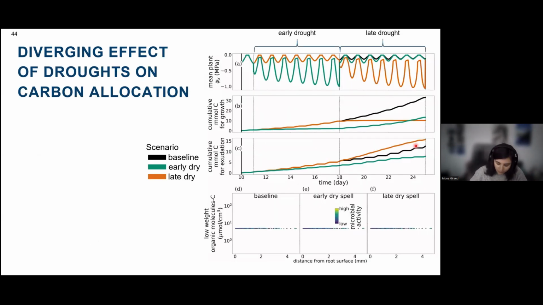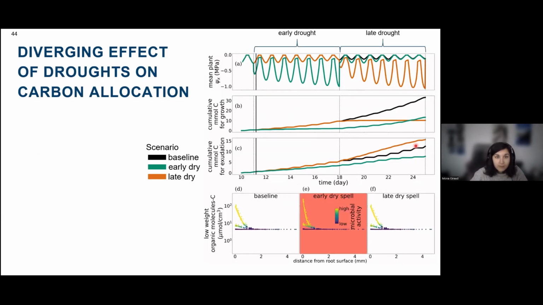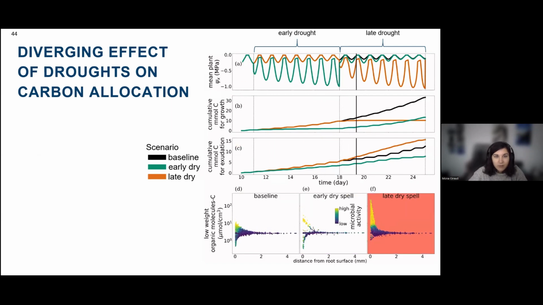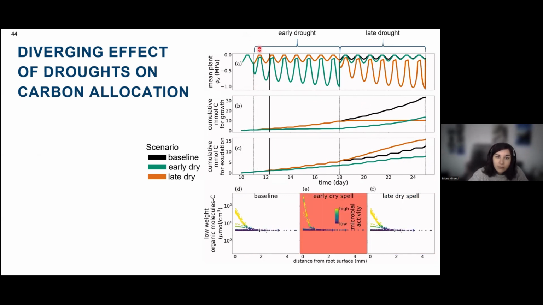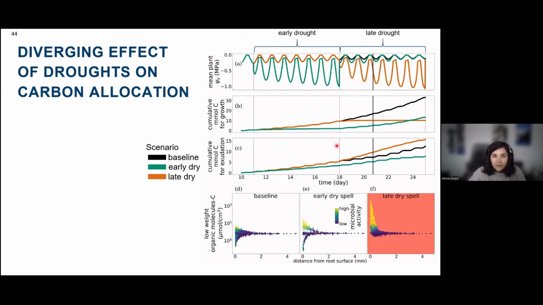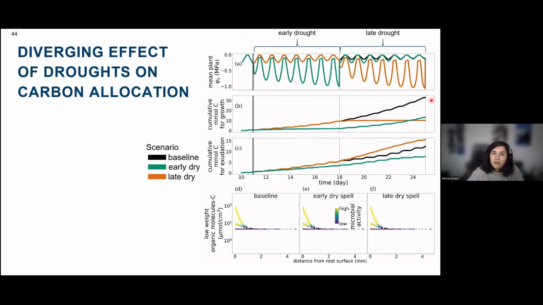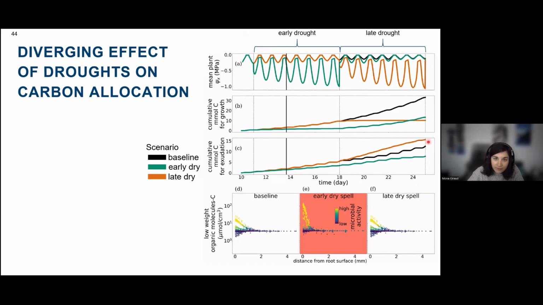And so now we move on to our results, where here you see the time series between the start of the implementation of the functional models, so from day 10 to 25. So the first vertical dotted line that you see here is the start of the early dry spell. The second dotted line is the end of the early dry spell and the start of the late dry spell. And the third dotted line is the end of the late dry spell.